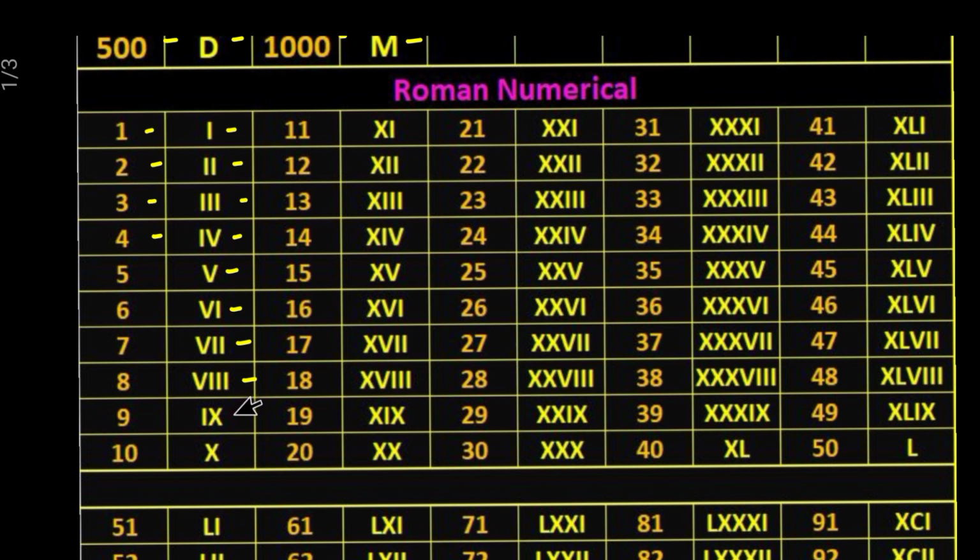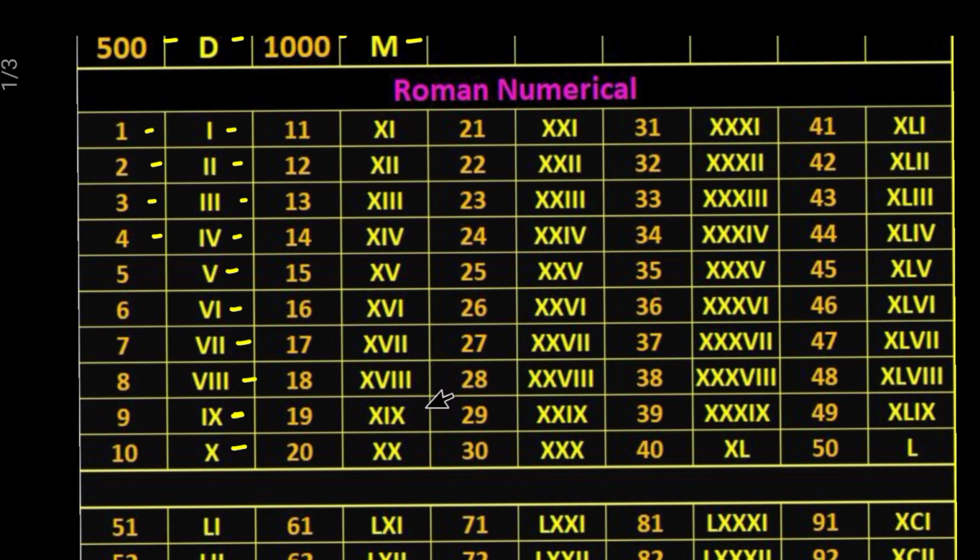So here again, for 10 we can write X. So here we have written IX, that means X minus 1, right? So the value becomes 9. Again for 11 it will be XI, for 12 XII, for 13 XIII, for 14 XIV. Same like 4: X means 10 and IV means 4. For 15 XV, 16 XVI, 17 XVII, 18 XVIII.